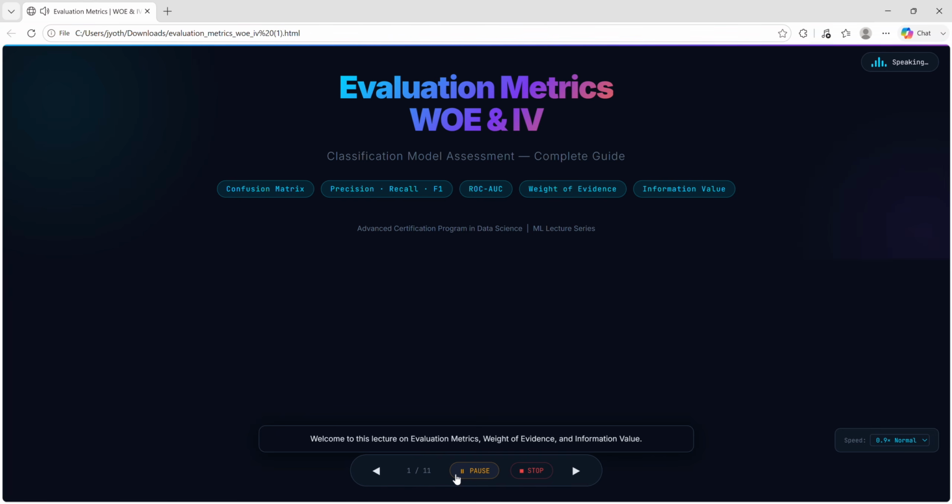Welcome to this lecture on evaluation metrics, weight of evidence, and information value. In this session, we will cover everything you need to assess and improve a classification model, from the confusion matrix all the way to advanced feature selection using WOE and IV. This is a core topic for any machine learning interview, so pay close attention. Let us begin.